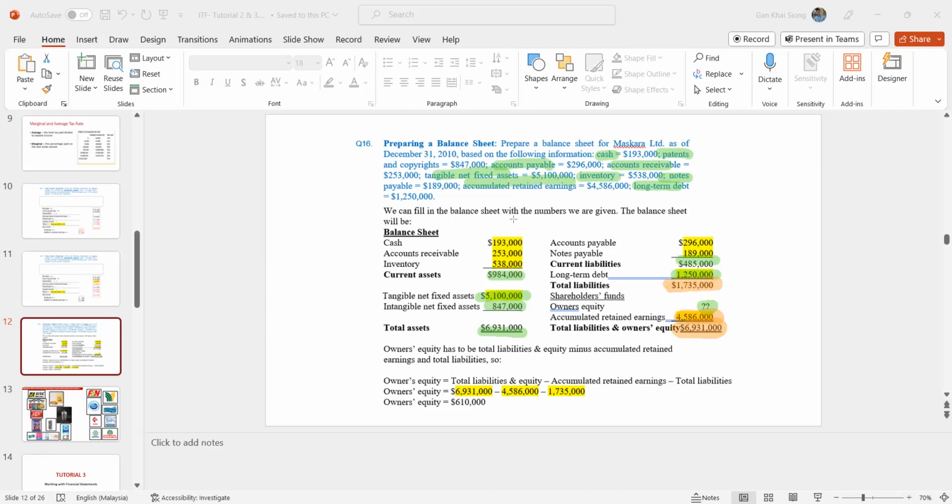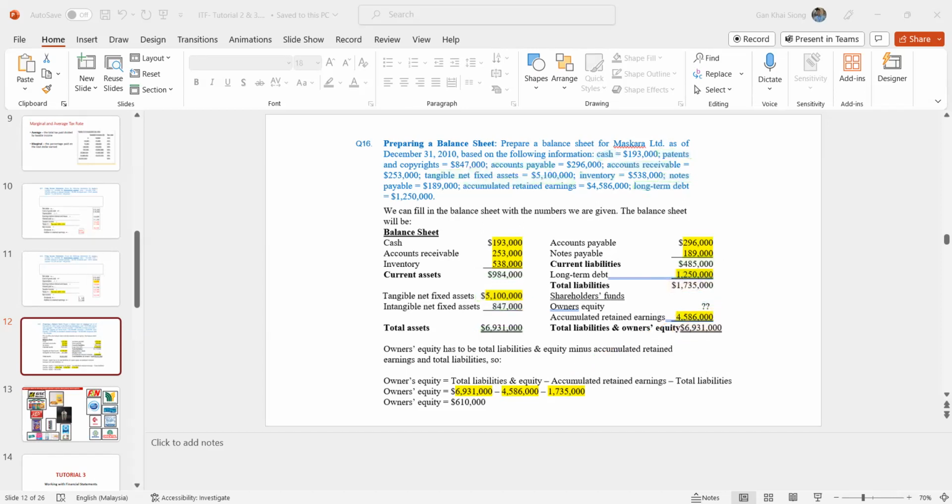So to calculate this missing value, I can use this formula: the total liabilities and equity minus accumulated retained earnings minus total liabilities. A bit like you work backwards to find the missing value over here. Now, this one I don't want you to pay too much attention to. I want to look into the rest of the tutorial questions.